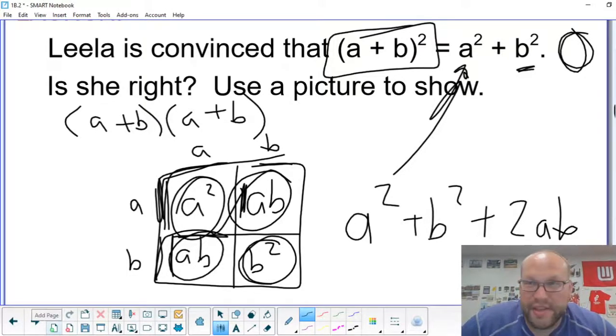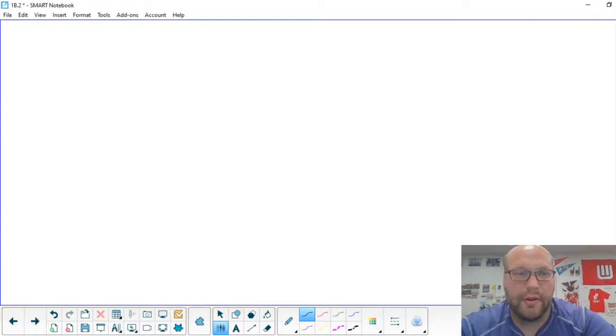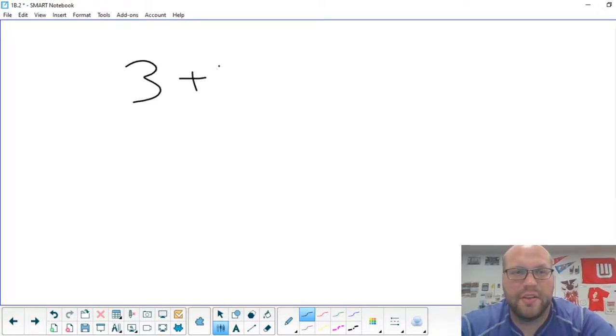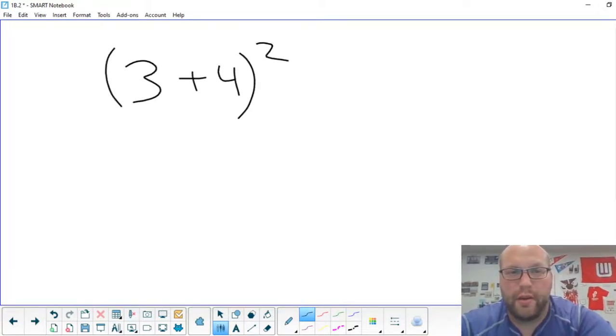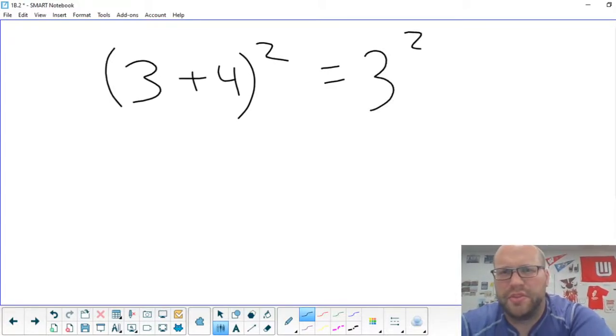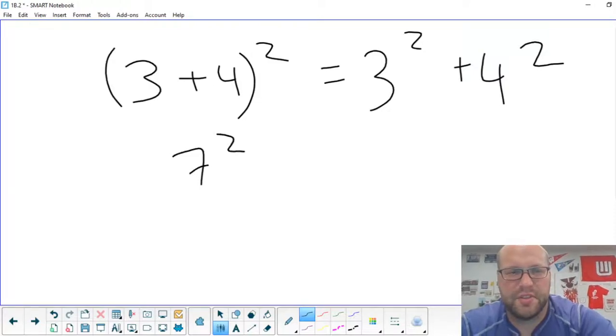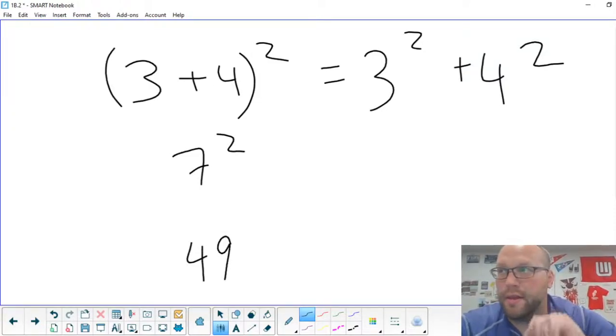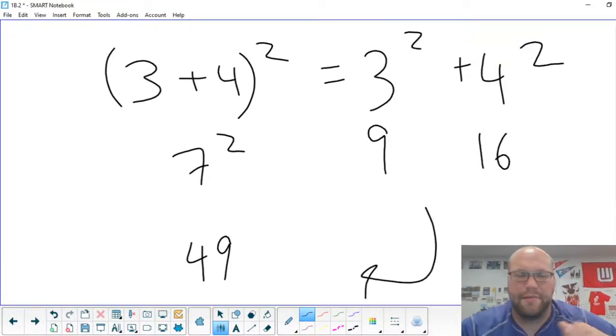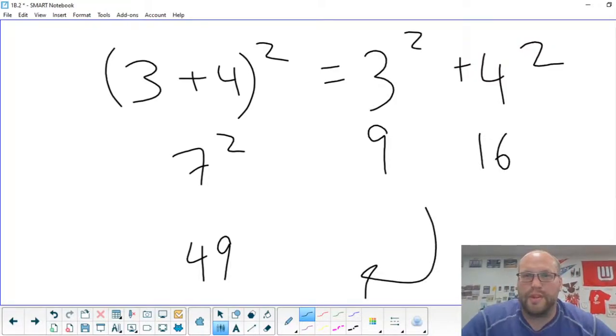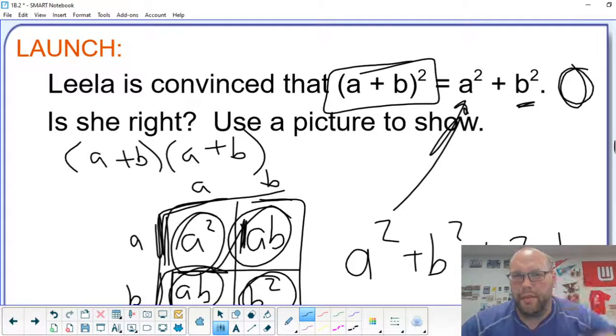If you actually replace a and b with numbers, it's even more clear. So if I say (3 plus 4) squared is equal to 3 squared plus 4 squared: 3 plus 4 is 7, so 7 squared is 49. But 3 squared is 9, 4 squared is 16, and that's definitely not 49. So it's very, very clear when it's numbers, but now we just proved why it's not true with variables.